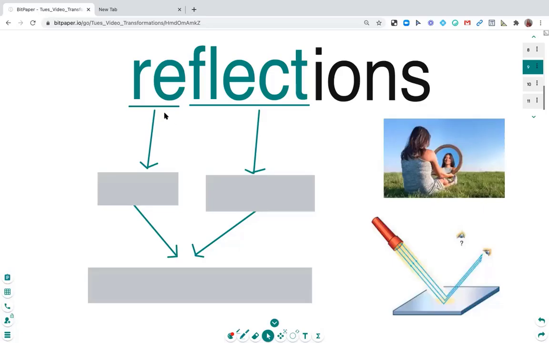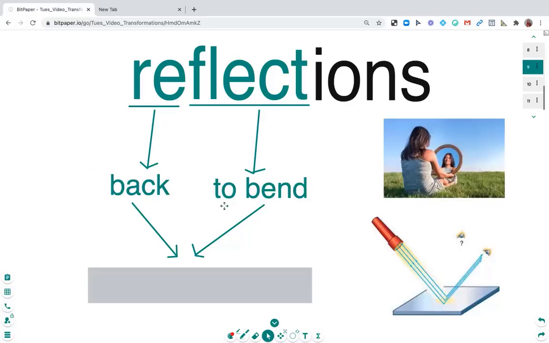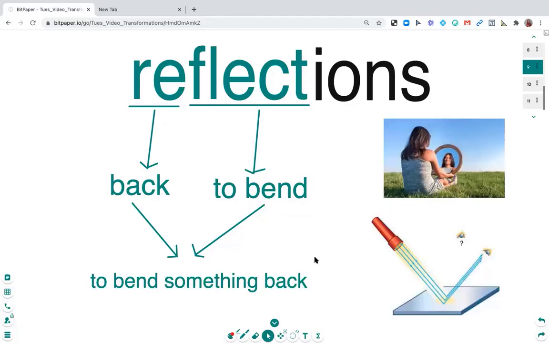So what does the word reflect mean? Well, when you break it apart, it has a prefix and a root word here that helps us. Re, which means back, and flect, which means to bend. So if we put that together, it means to bend something back. Often students learn about this in science, that light can bounce off, and that's why we see our reflection, for example, in a mirror. So mirror, think about your mirror image. That is a reflection.